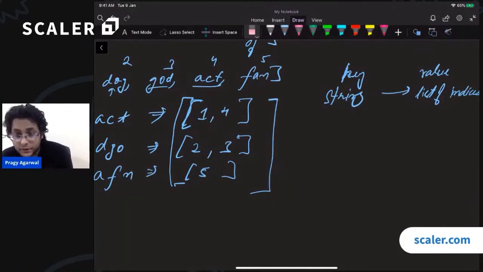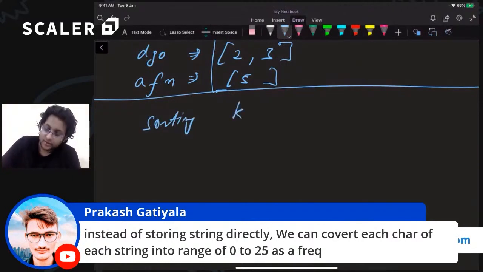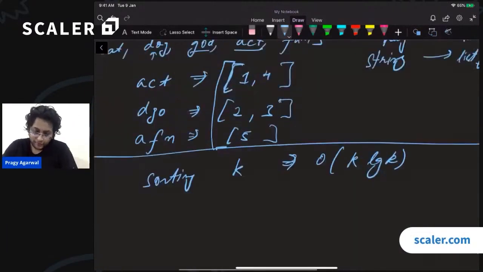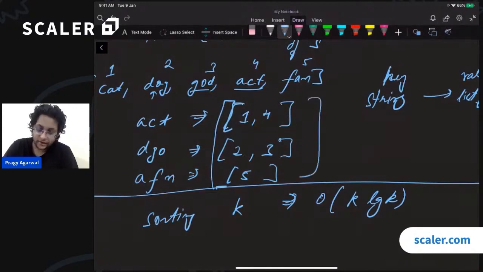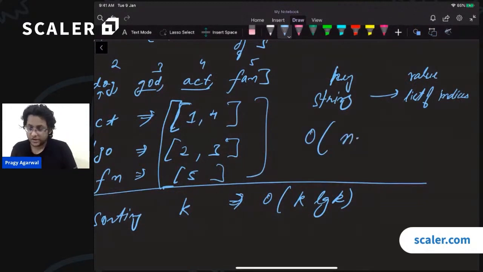Prakash over here says, instead of storing the string directly, we can convert each character of each string into a range 0 to 25 as frequency. Yes, so Prakash says that instead of sorting the string, we can do an optimization there as well. Sorting a string of size k will take us order of k log k time, but we can do better. We will come to that. If we look at the complexity right now, we have to go over each string and hash it. How do we hash it? We sort the string, k log k. So this is the current complexity.